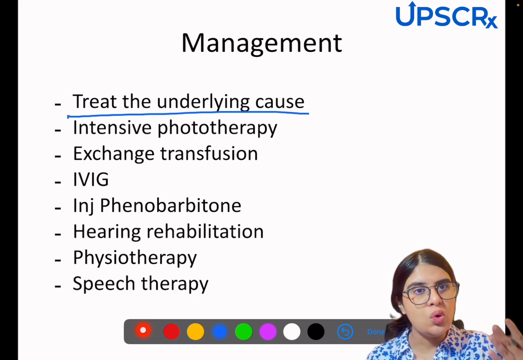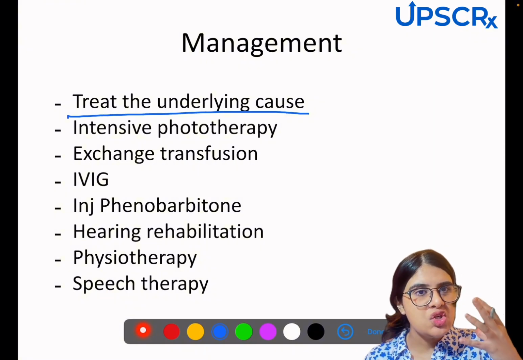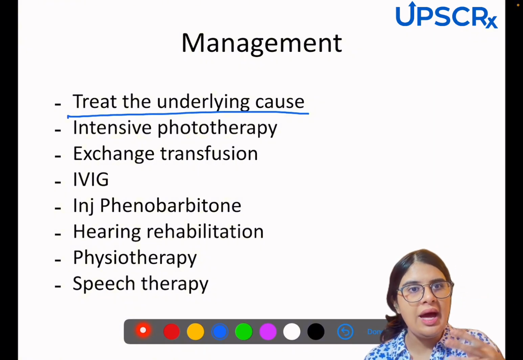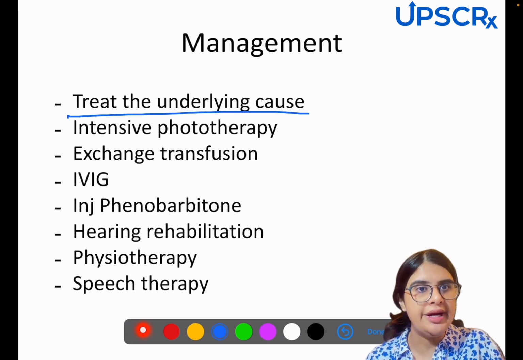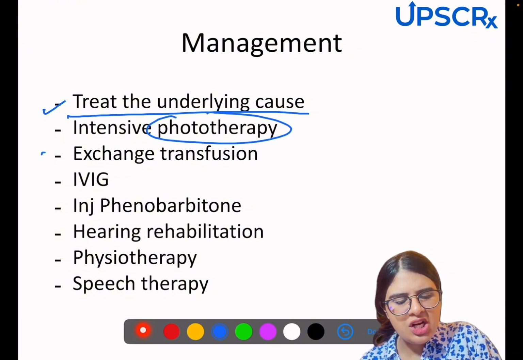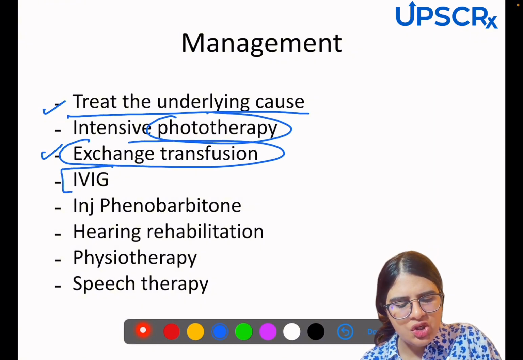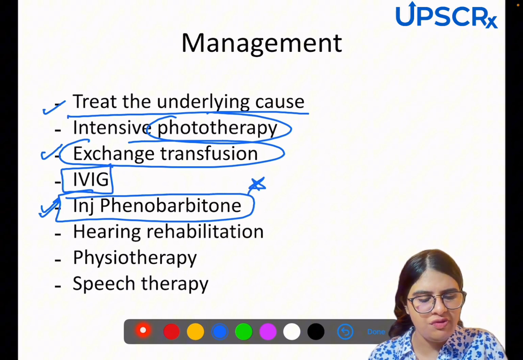Treat the underlying cause. Also, in a baby with seizures, you have to give oxygen also. Okay, so you have to give oxygen, you have to give IV phenobarbital, and then you have to treat the underlying cause. Give phototherapy, give exchange transfusion. This will come later. Okay. So intensive phototherapy, exchange transfusion, IVIG, injection phenobarbital, right? So in all cases of seizures, you have to give injection phenobarbital.